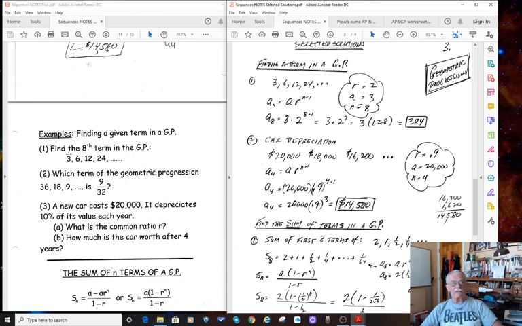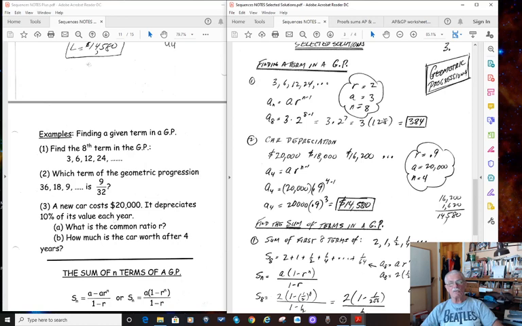And to go from the first term to the second term, I multiply by 1 copy of 2. To get to the third term, I'm actually multiplying the first term by 2 copies of 2. So since I'm starting with the first term, that's why the exponent here is an n minus 1. Okay? So to get to the 8th term, I'm actually going to start with the first term and multiply by 7 copies of 2. So 3 times 2 to the 7th.